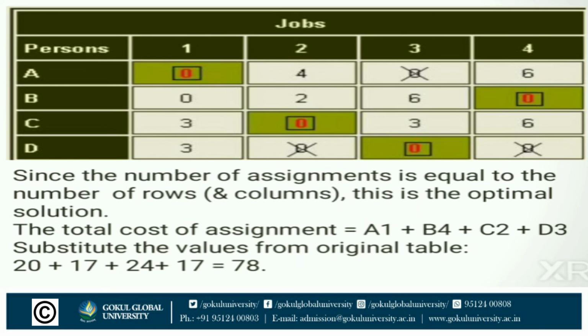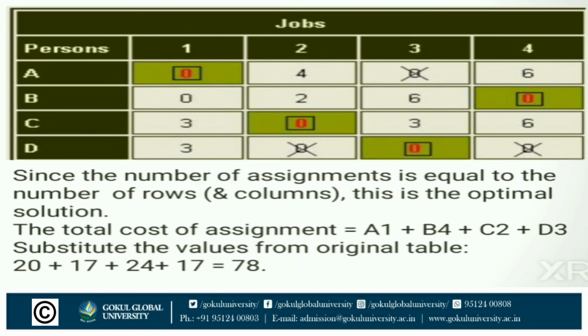Now here we can say that every row and column intersection has only one 0 assigned. Since the number of assignments is equal to the number of rows or columns, this is the optimal solution. Now we can find the minimum cost. So the total cost of the assignment problem is A1 plus B4 plus C2 and D3. Here we cannot choose these values from this table; we use the original cost matrix.